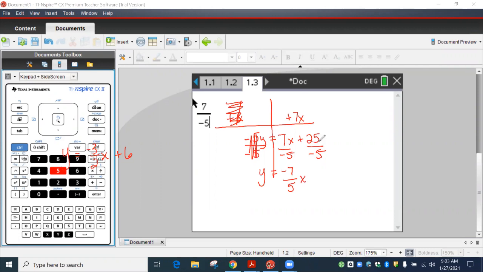All right, x. Okay, and then let's plug in the 25/5. And so control divide 25/5, and over -5. I completely screwed that up.